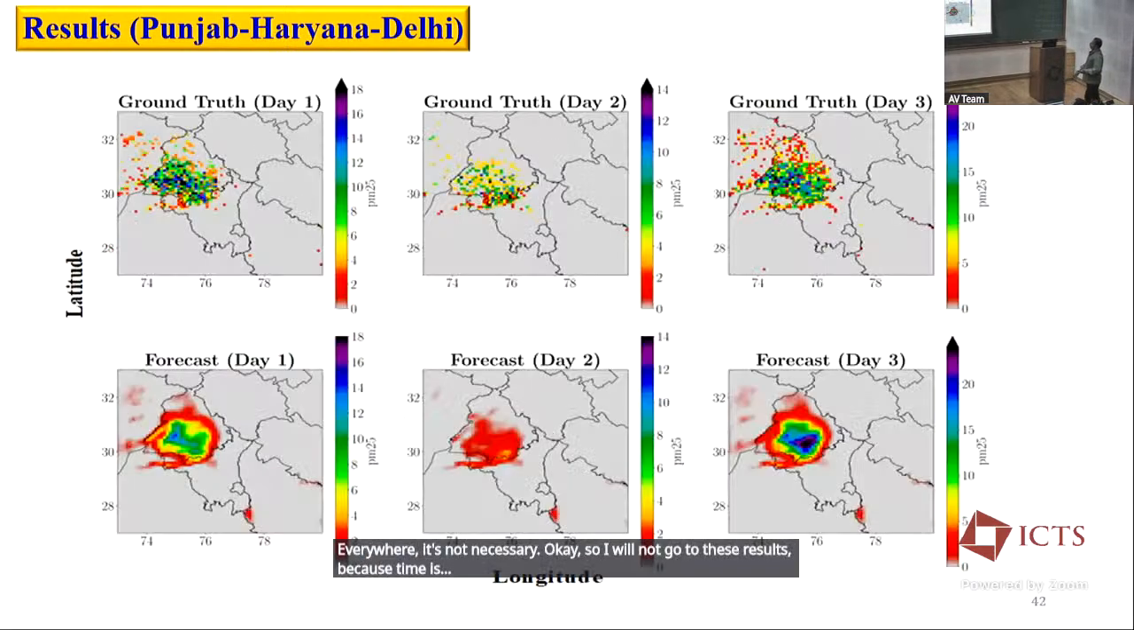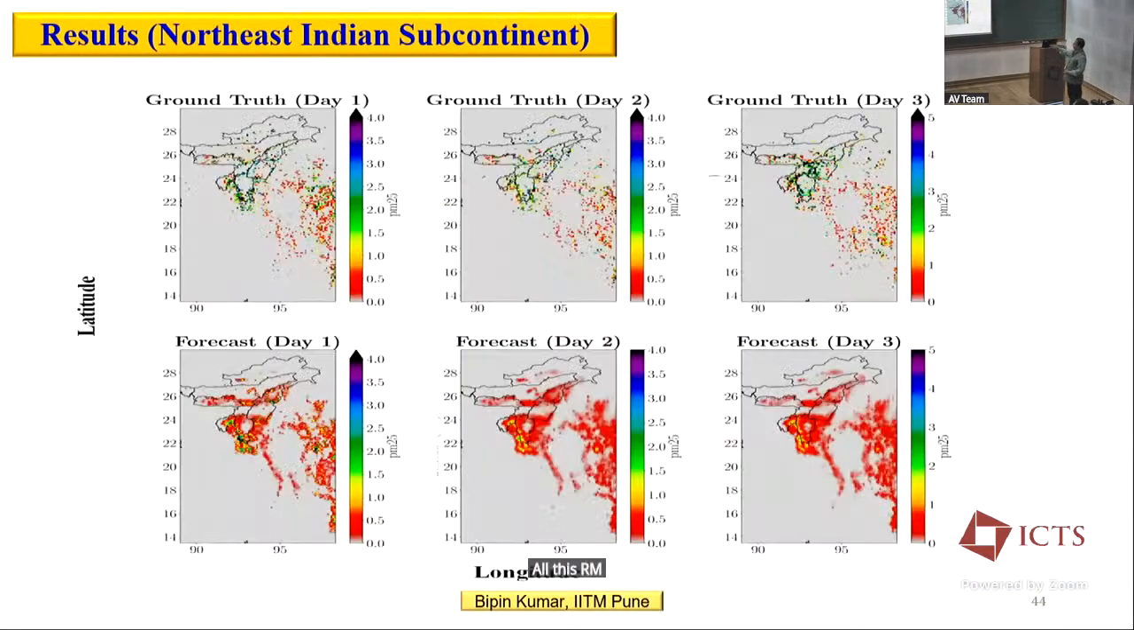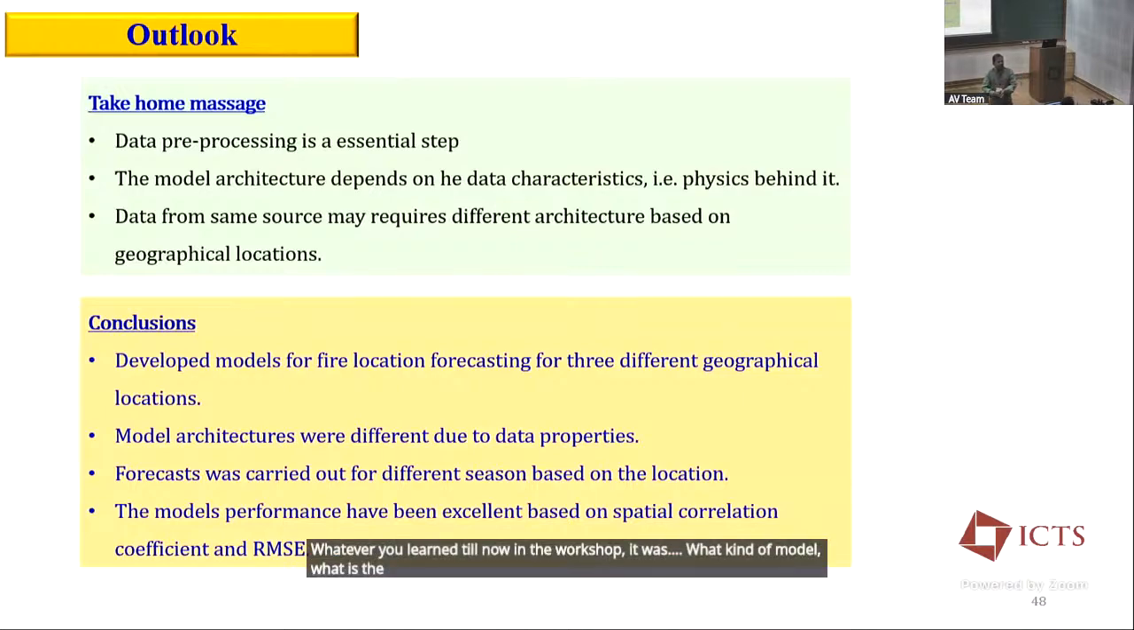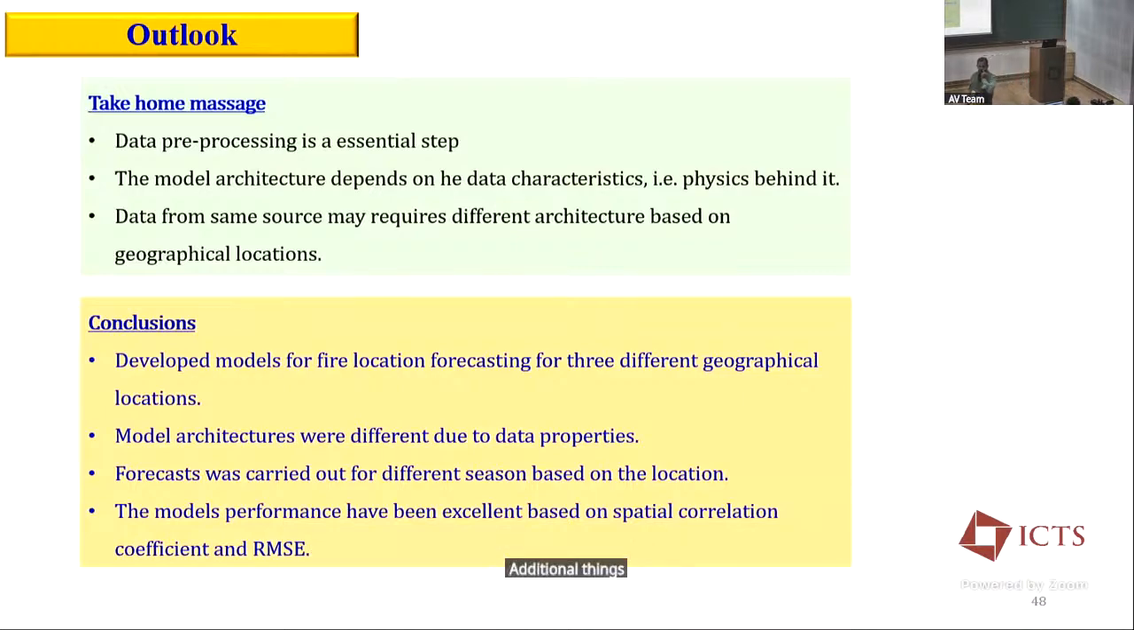I will not go through these results because of time. After doing all those things, the results came very nice. All this RMSE, spatial correlation, everything in all the three areas were very good. So now this is the take-home message, which I have already told you, that you have to give attention to the data you are working with. Whatever you learned till now in the workshop was what kind of model, what is the mathematics and all, but this is an additional thing you have to note down. I will not read it, but if you have questions, I can take them now.